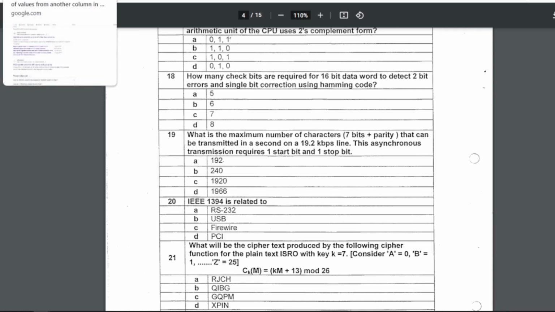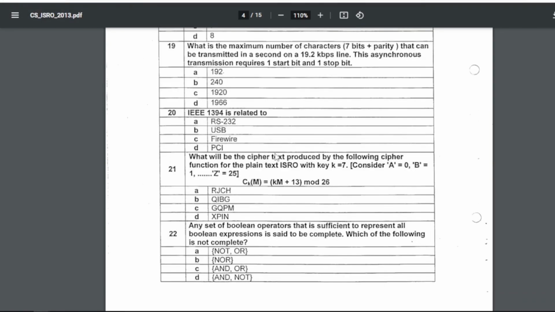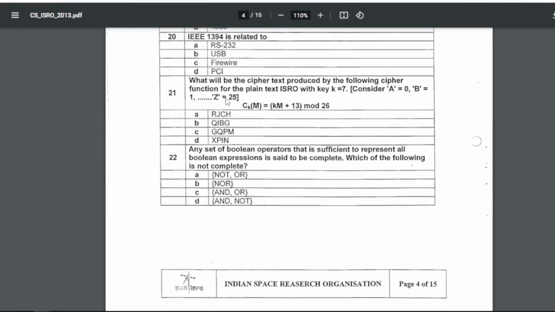Now question number 19 is what is the maximum number of characters, 7 bits plus parity, that can be transmitted in a second on a 19.2 kbps line? This synchronous transmission requires 1 start bit and 1 stop bit. So for 19, our answer will be C, that is 1920, right? So C will be the correct option.